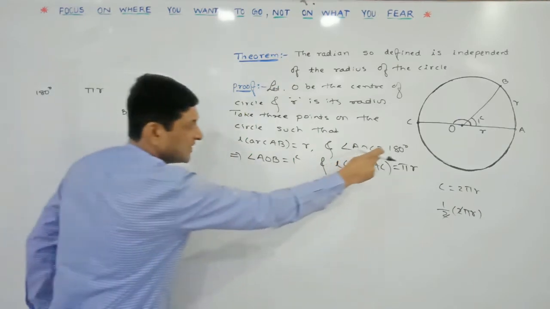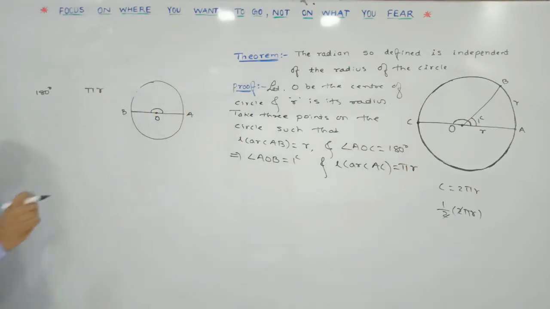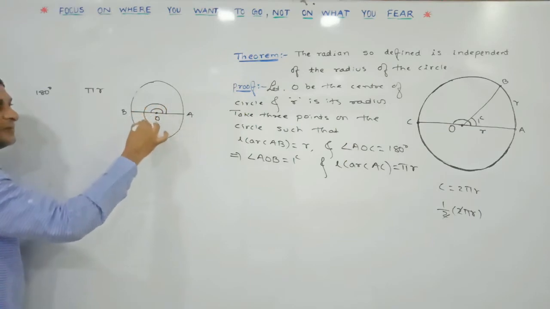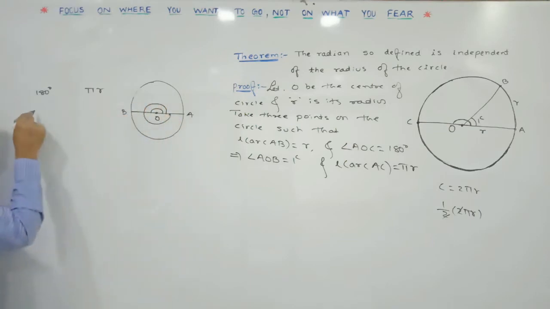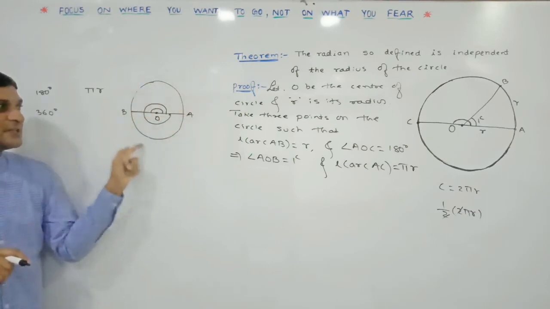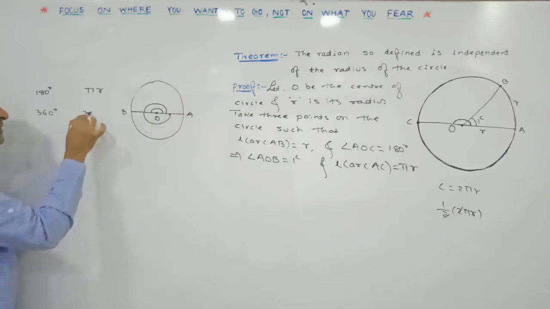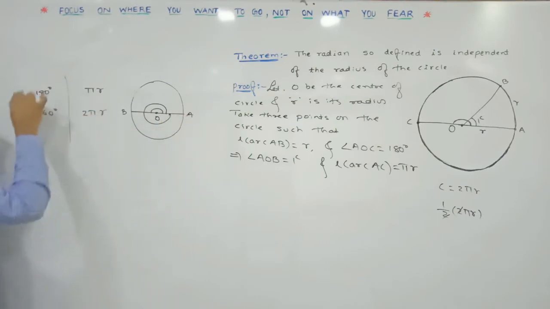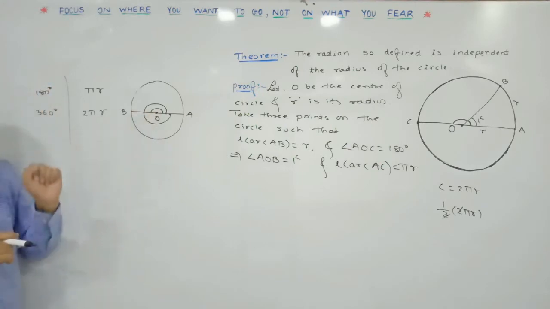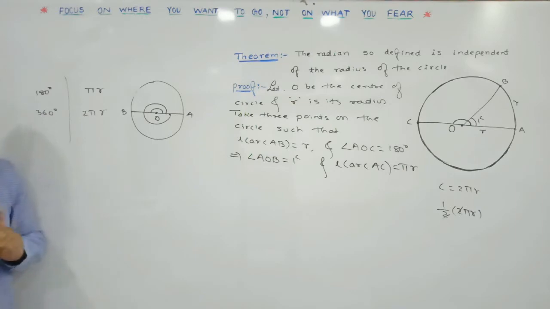If this angle is 180, then the length of the corresponding arc will be pi r. Now let us consider the second angle, equal to 360 degrees. For this 360 degrees, the length of the corresponding arc will be the circumference, which is 2 pi r. These are angles at the center of a circle, and these are the lengths of their corresponding arcs. Now take the ratio.